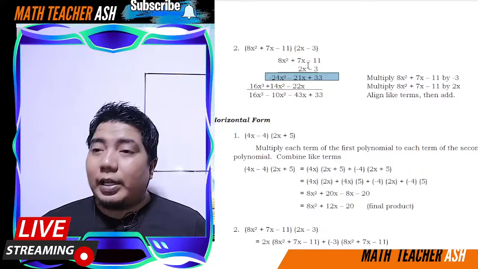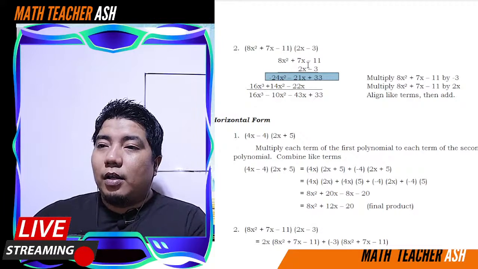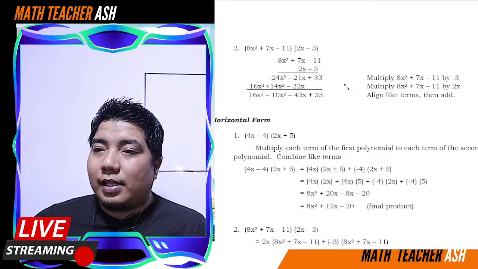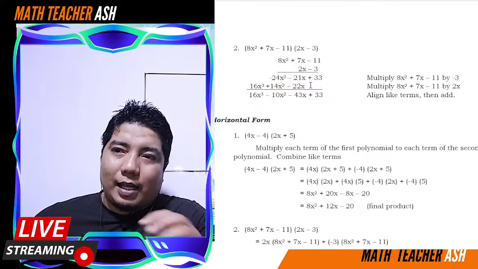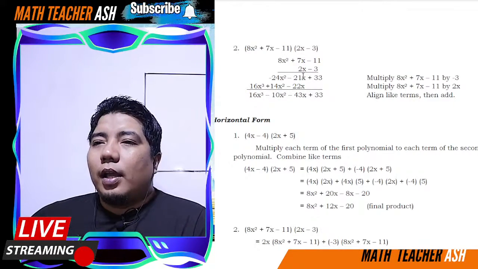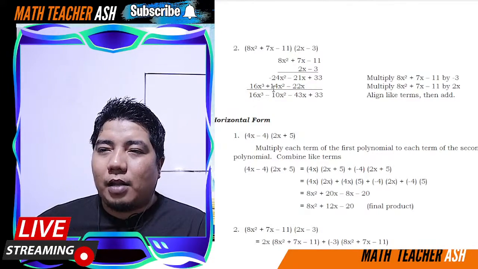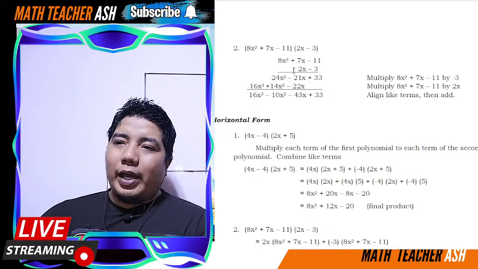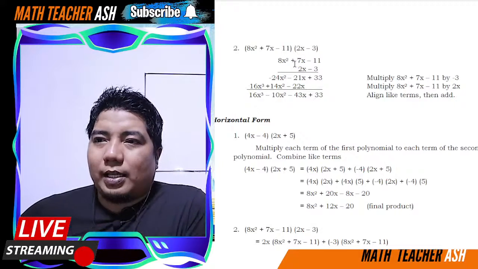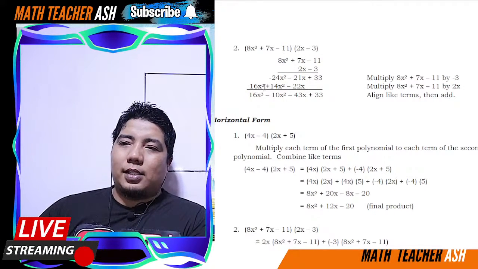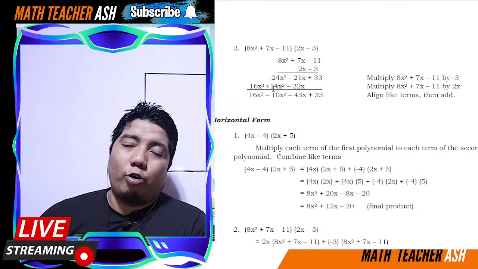Next, you go with the 2x. 2x times negative 11 is negative 22x. Of course, you place this on the second line, below the second term. Then 2x times 7x is 14x squared, because you are multiplying two x's. And then 2x times 8x squared, the answer is 16x cubed. Why? Because two x's and one x. Now that you have written them, you just add the like terms.